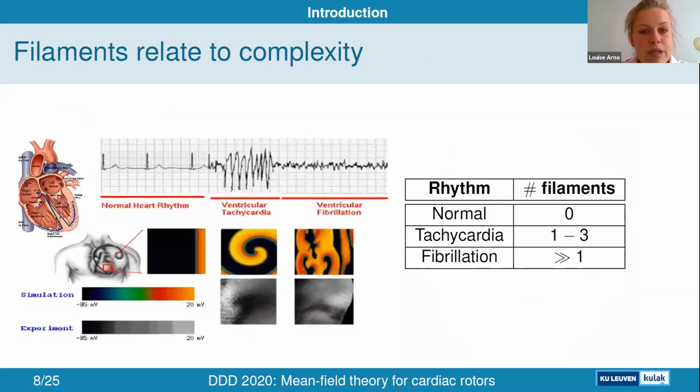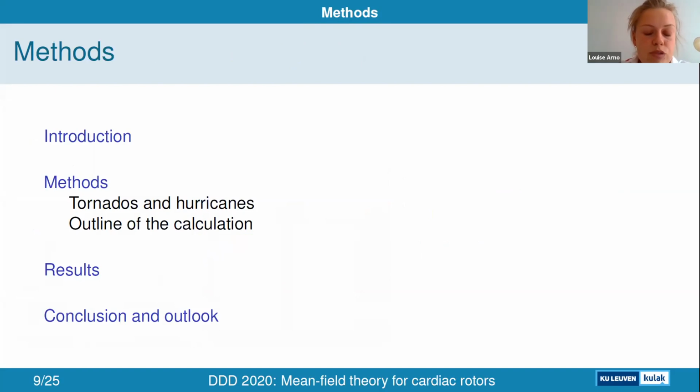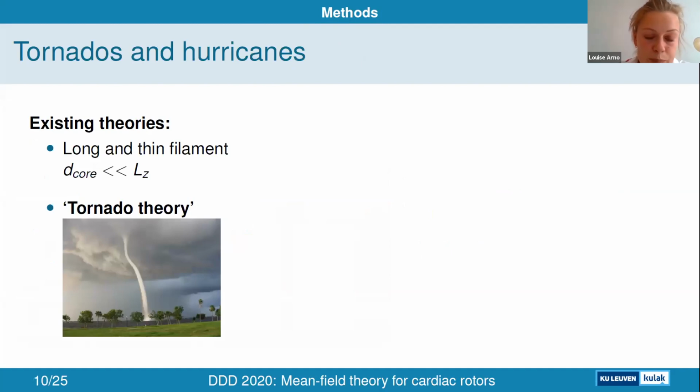Now, as I said, these filaments are for us very important in the sense that they are also related to the complexity of cardiac arrhythmias, namely that the number of filaments classify the type of cardiac arrhythmias. Now, what do we try to do? We try to capture the dynamics of such filaments specifically for the cardiac wall. Now, how does this work?